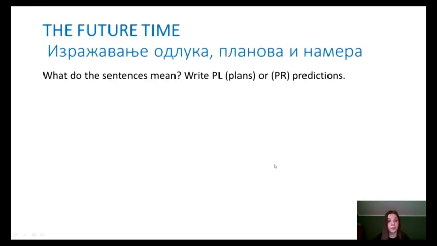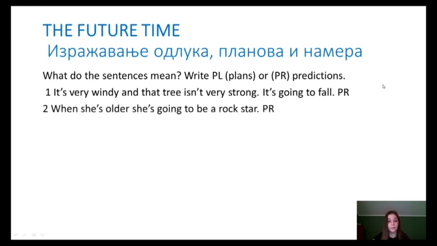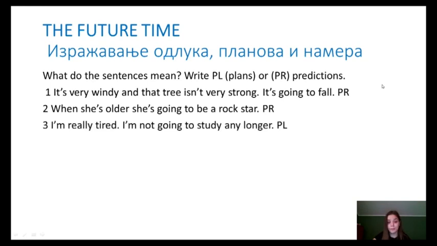Let's do another one. What do the sentences mean? Write PL for plans or PR for predictions. 1. It's very windy and that tree isn't very strong. It's going to fall. This is obviously a prediction. We are using present progressive. 2. When she's older, she's going to be a rock star. This is a prediction also. 3. I'm really tired. I'm not going to study any longer. This is a plan. So we have a plan not to study any longer.